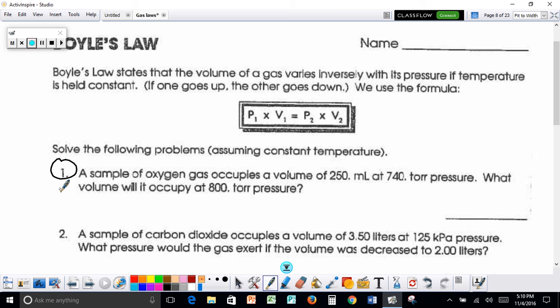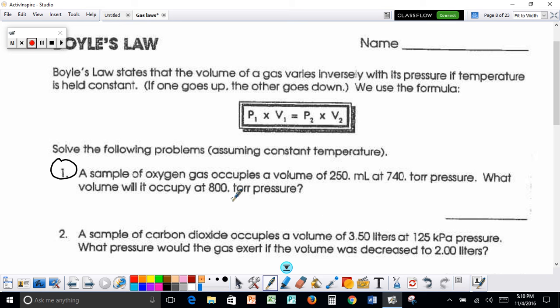One of the things that I want us to be very diligent in doing as we're working on these type of problems is keep track of our givens and our unknowns. This will help us out as we do more and more or increasingly complicated problems. So our problem here is a sample of oxygen gas occupies a volume of 250 milliliters at 740 torr pressure. What volume will it occupy at 800 torr?